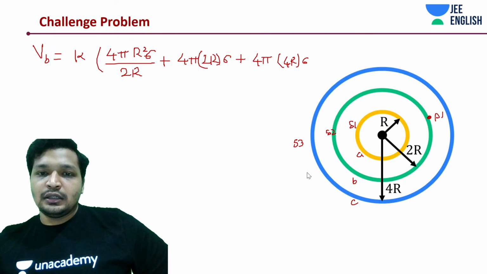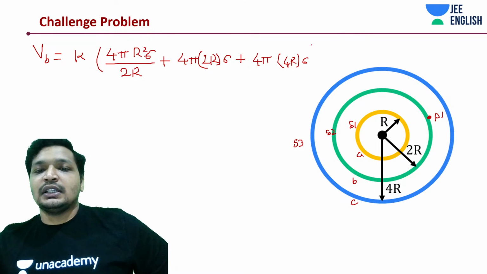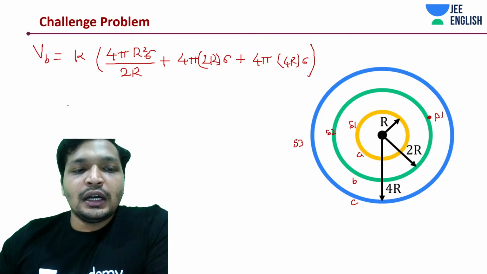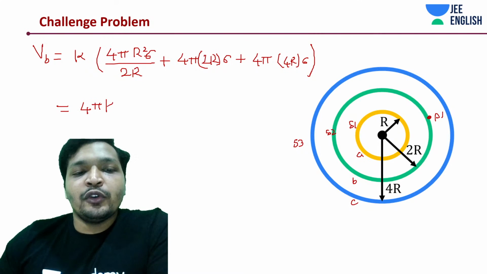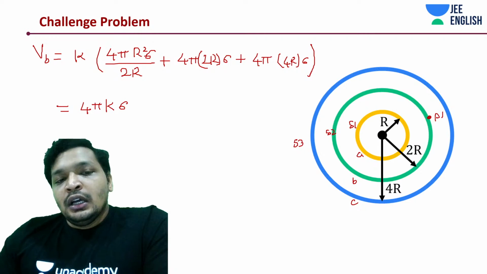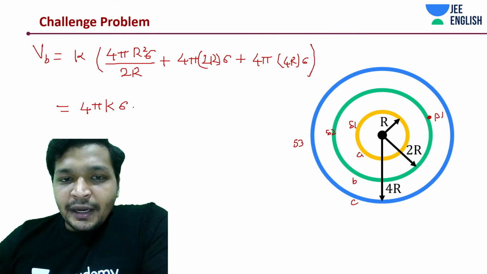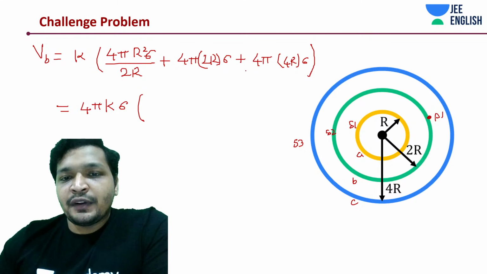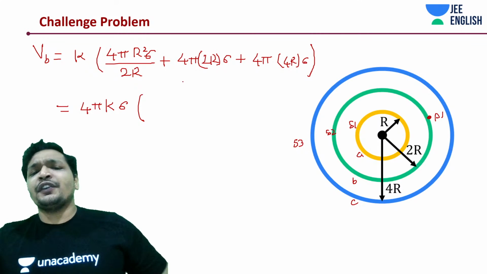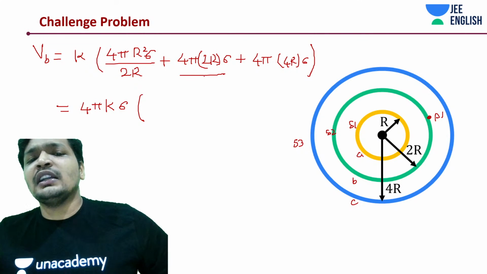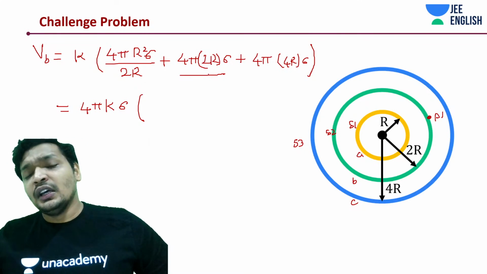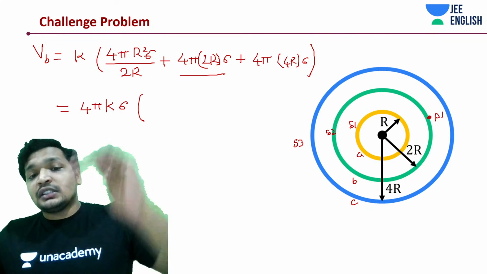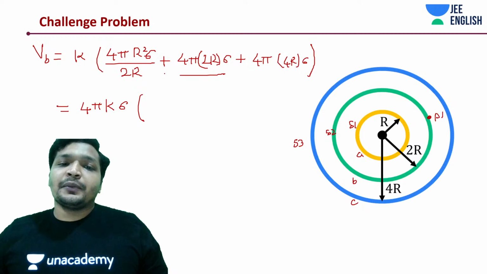This would be like a larger bracket, I guess. You're understanding? Okay, we'll just turn it into a larger bracket. Now just take out 4 pi K sigma common. R square by 2R is basically R by 2. Here you have 2R and 4R added up. Earlier we had 4 pi here. If you're noticing, why have I directly written it as 2R? Earlier we used to write it as 4 pi 2R whole square into sigma divided by 2R, so that square gets cancelled out and it will only be 2R.